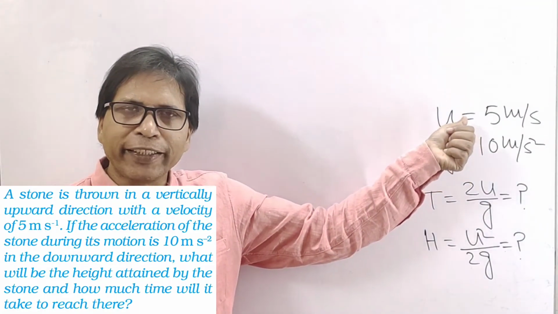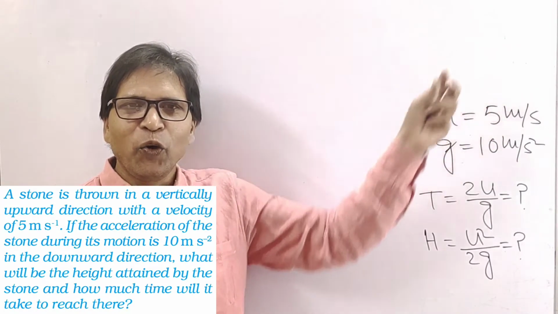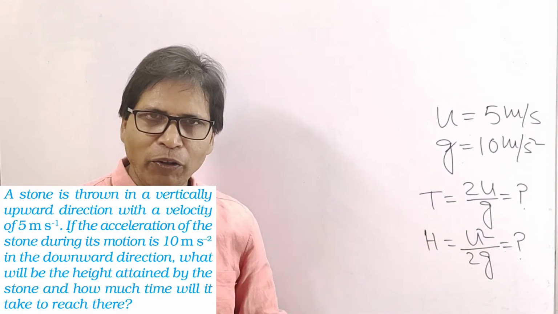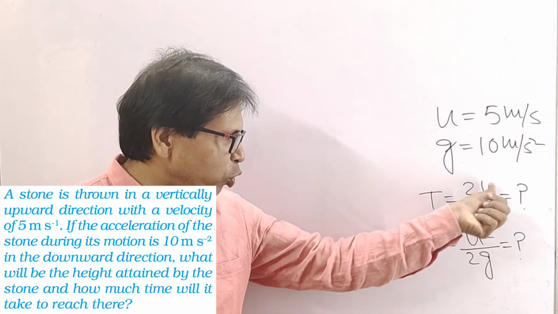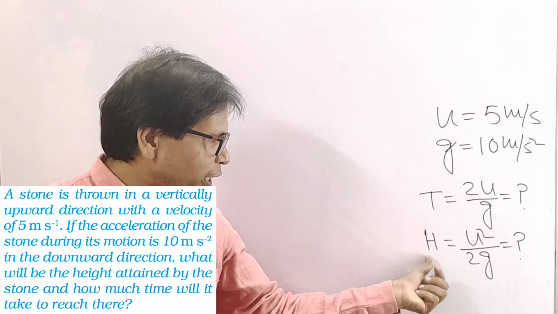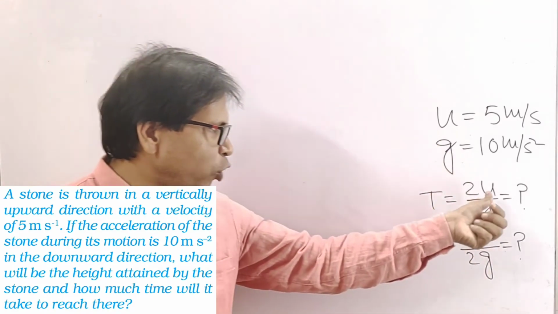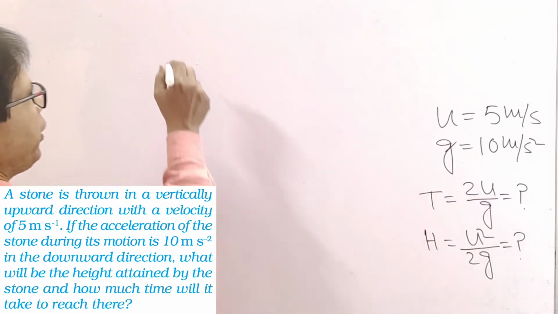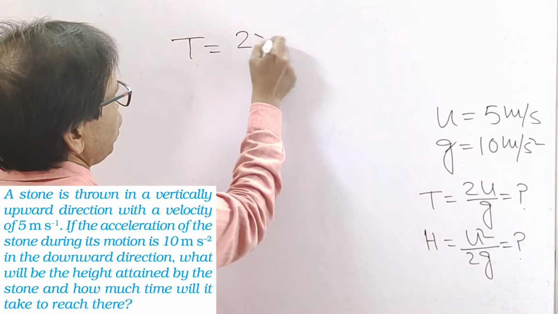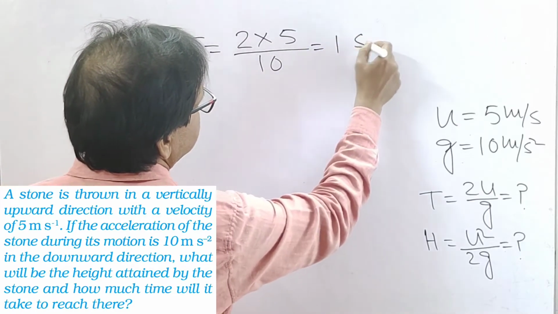Look at this. A stone is projected vertically upward with velocity 5 meter per second. We have to calculate the time taken by the stone to reach the ground, that is t equal to 2u by g, and the maximum height ascent by the stone, this is equal to u square by 2g. If we put the value of u and g, we can calculate t and h. So t is the time of flight, this is 2 into u is 5 and g is 10. So this is 1 second.